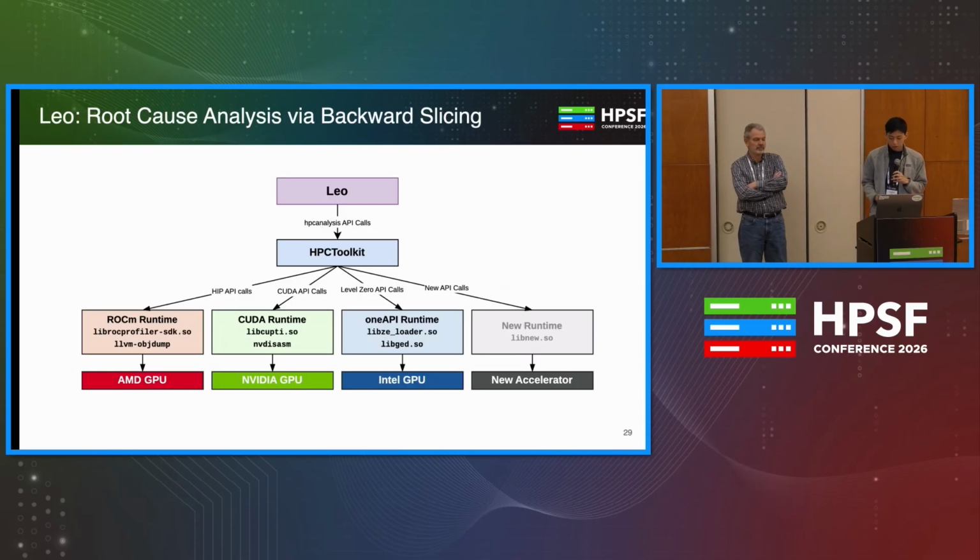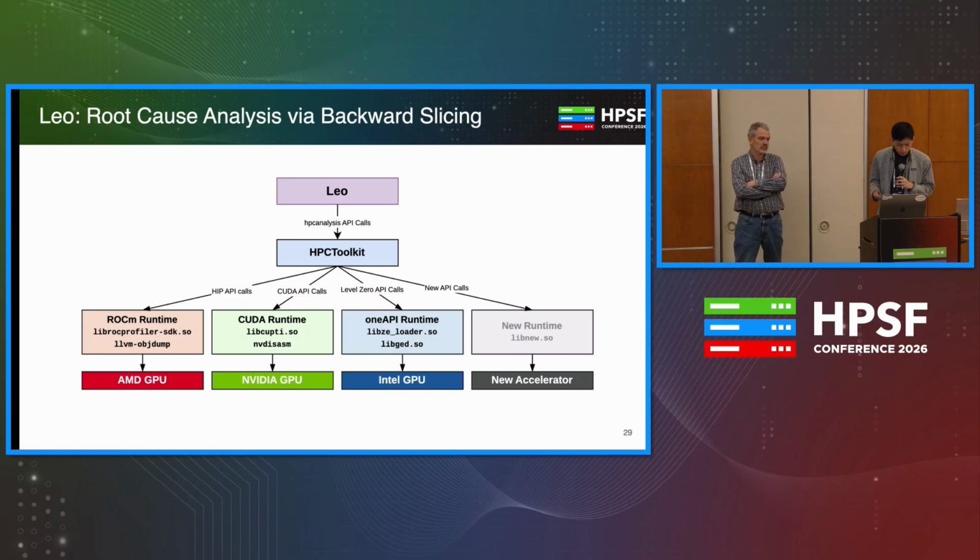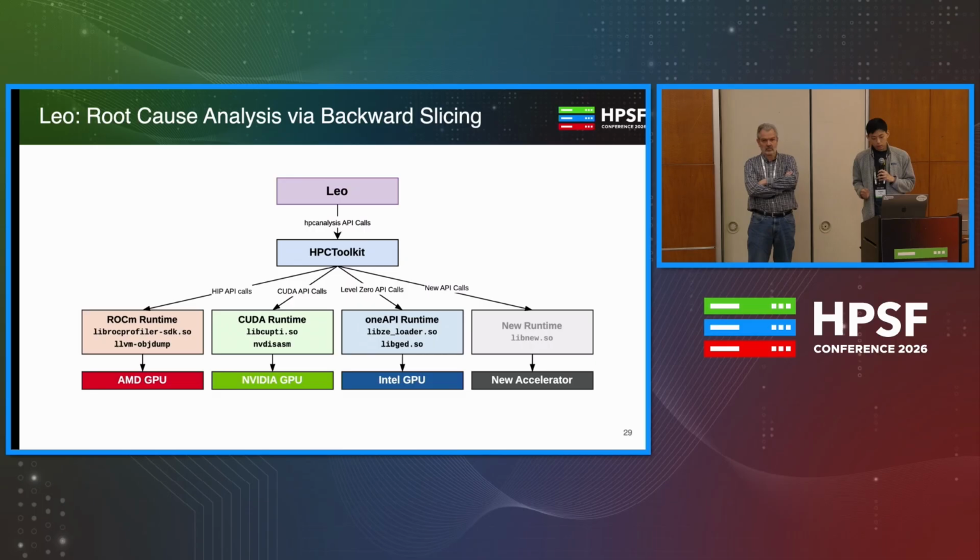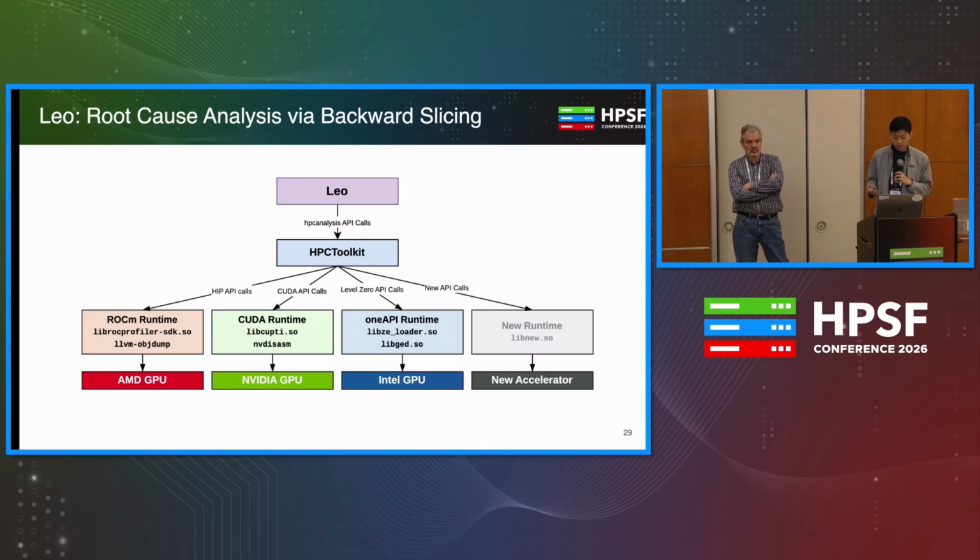So based on these motivations, we want to introduce Leo. Leo is a root cause analyzer across architectures via backslicing. We are leveraging all the capabilities from HPCToolkit, and it's kind of another layer on top of HPCToolkit. So it's very lightweight and very efficient.